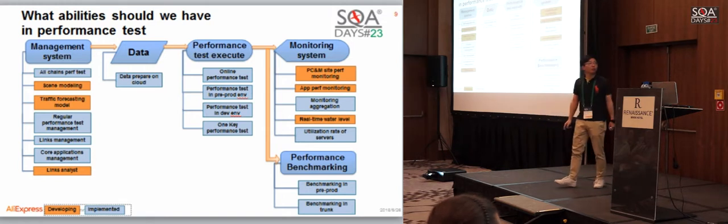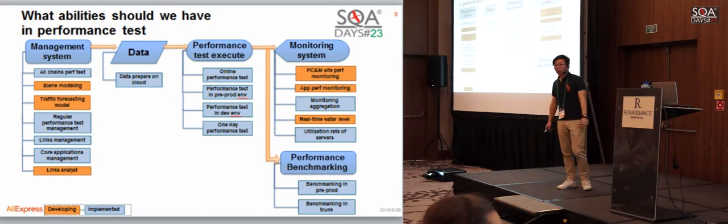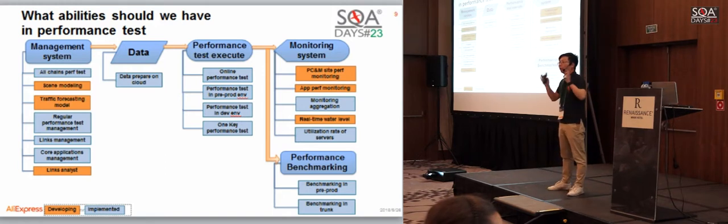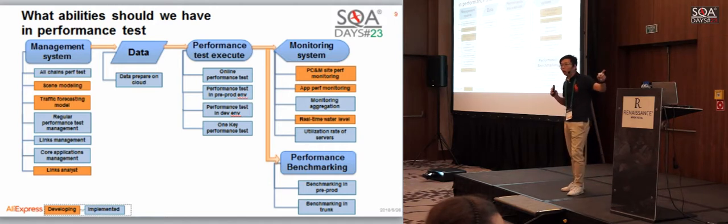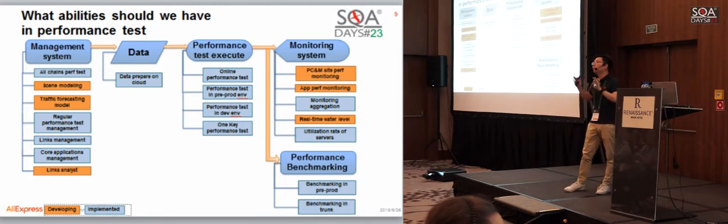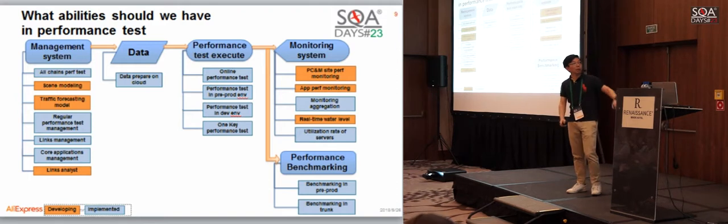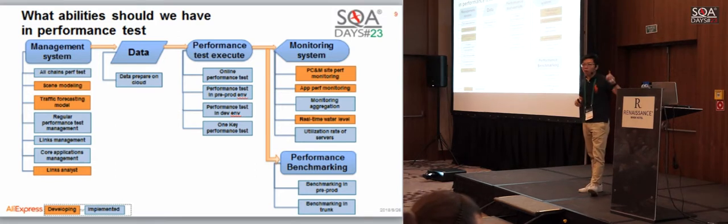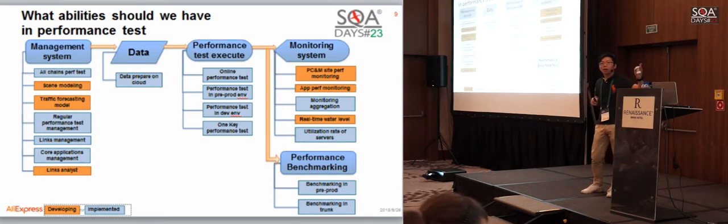And for the performance test execution, we can run our performance test not only in our development environment, we also can run it in our production environment, but there's no influence to our customers. And with the monitoring system, we can monitor all the indicators of our applications. All the indicators will be recorded in our benchmarking systems.